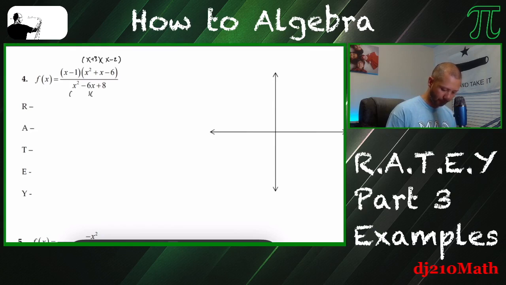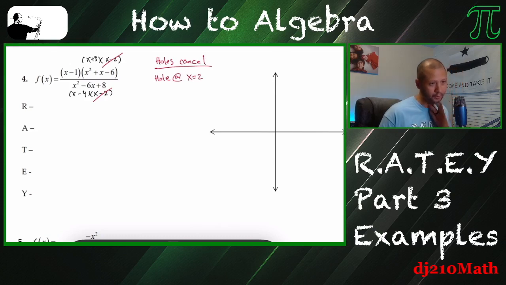Factor the bottom: two numbers that multiply to make 8 and add up to 6 somehow. So this is going to be negative 4, negative 2. So right away, x minus 2 cancels. So we know that holes cancel, and that there's a hole at x equals 2. So at x equals 2, there's a hole.